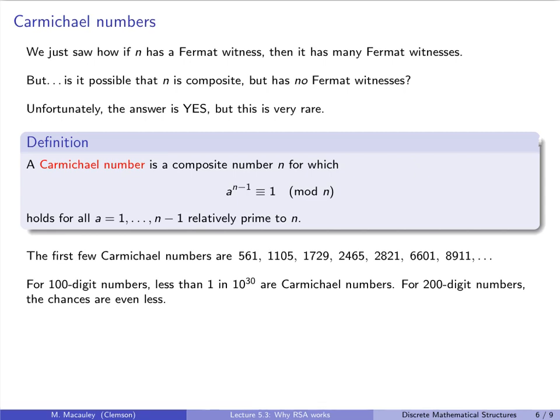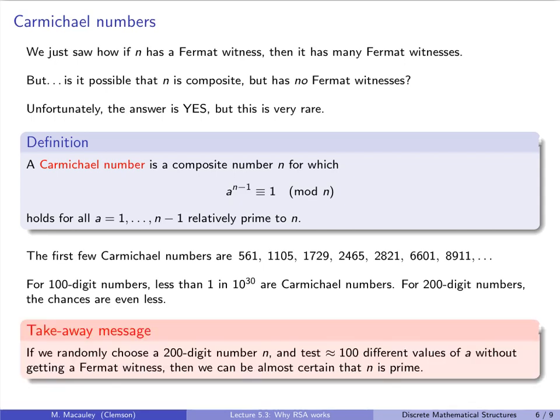For 200-digit numbers, of course, the chances are even less, a lot less. The takeaway message from all of this is that if we randomly choose a 200-digit number, then it is not going to be a Carmichael number. The chances are much, much less than 1 in 10 to the 30, because that's a 100-digit number.